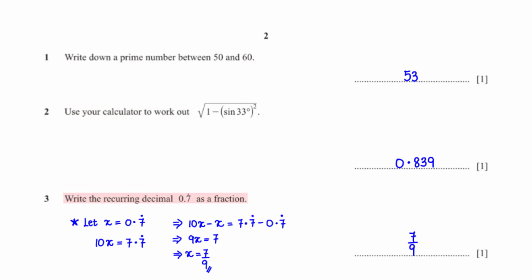Write the recurring decimal 0.7 recurring as a fraction. Let's call the recurring decimal x. When we multiply x by 10, we get 7.777. When we subtract x from 10x, we get 9x equals 7. When we divide both sides by 9, we have x equals 7 over 9.